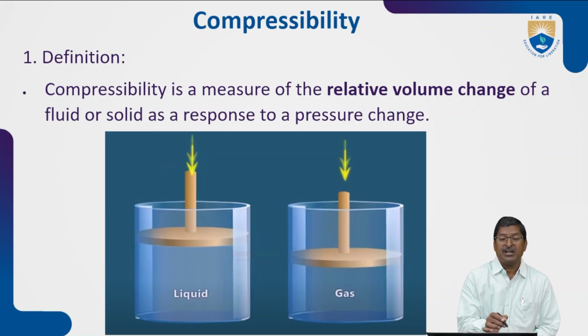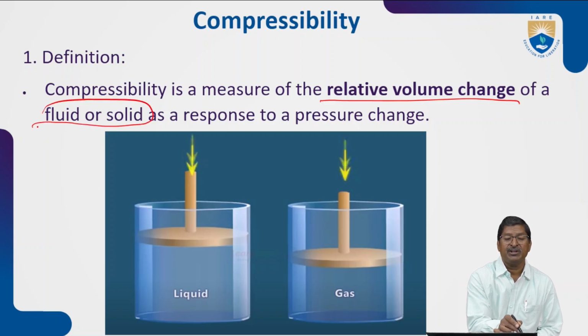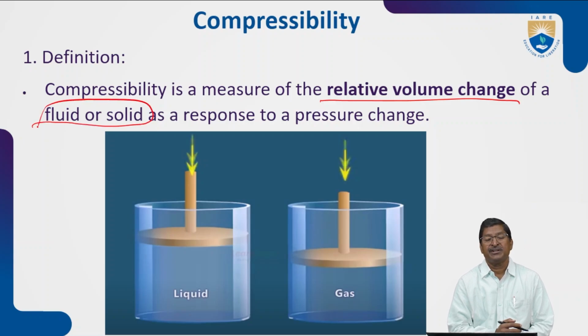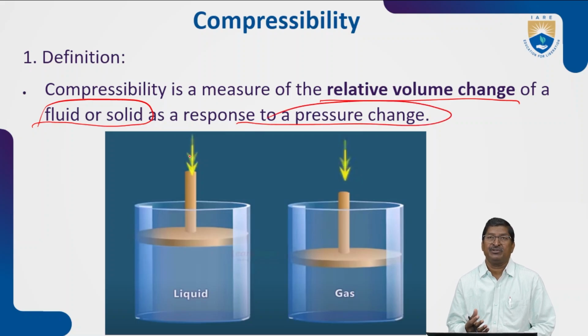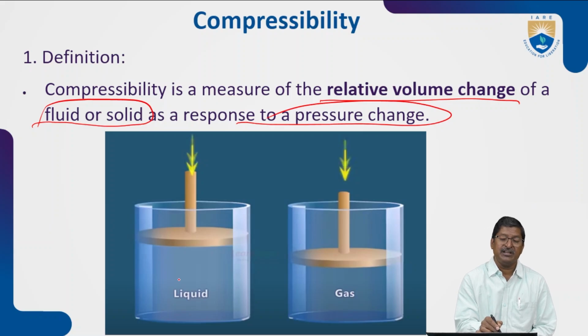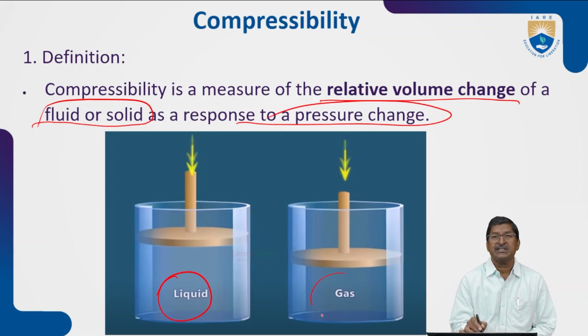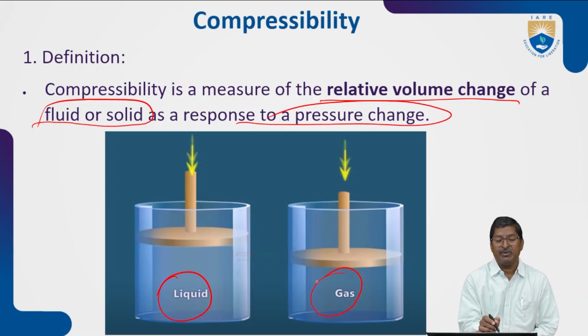Then you can see this. Compressibility is a measure of the relative volume change of a fluid or a solid. So not only fluids, it is also for a solid, as a response to a pressure change. So if we change the pressure, how much is the volume reduced? As you can see here, it is a liquid and here it is a gas. So you can compare this.